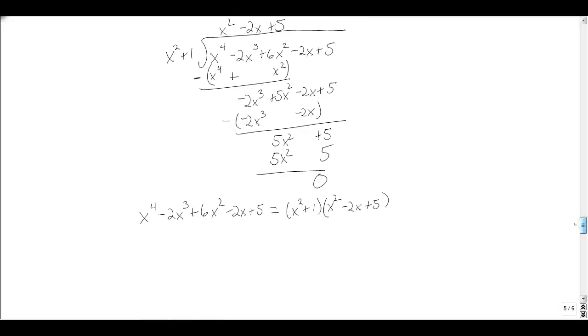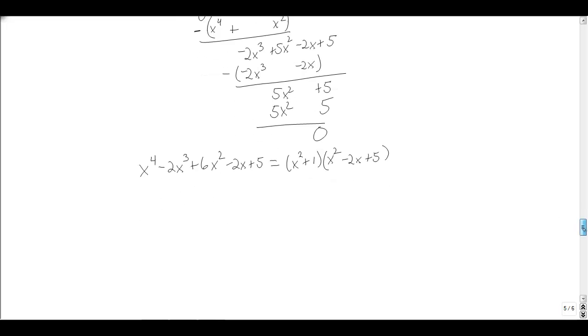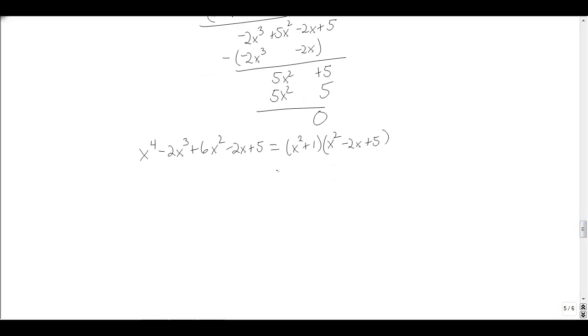Now, what are the roots of x squared minus 2x plus 5 equals 0? So we got the zeros of x squared plus 1. That was i and negative i. So if x squared minus 2x plus 5 equals 0, turns out here, let's see, that I have no nice factorization. So I'm going to use the quadratic formula.